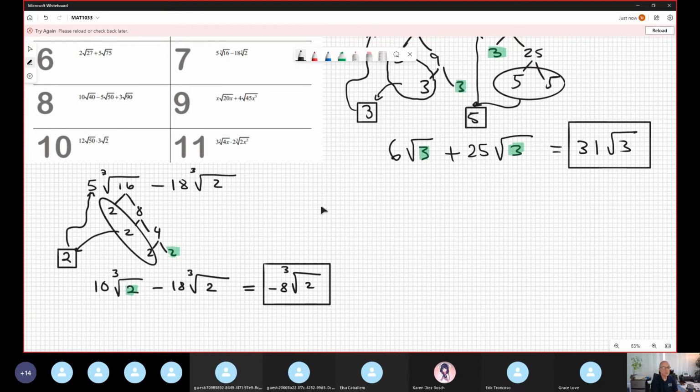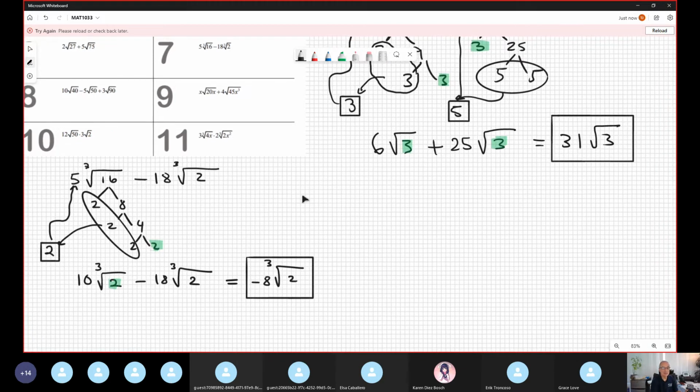Let's do number 8. Number 8 says 10 radical 40 minus 5 radical 50 plus 3 radical 90. Simplification. This is 40, no? And 90.